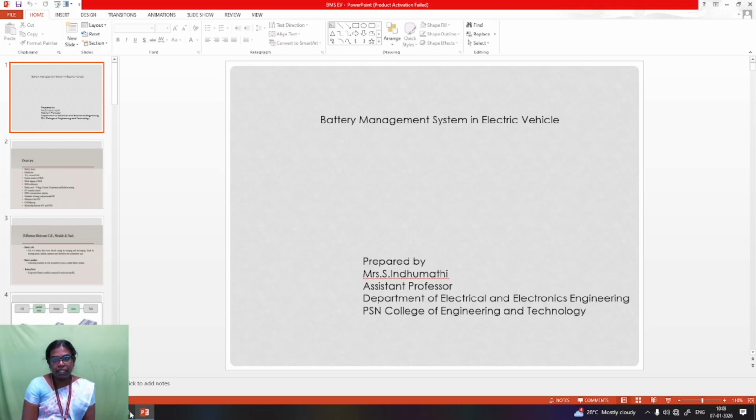So the battery management system, BMS, is very important in an electric vehicle, because the battery is the heart of the electric vehicle. Likewise, in an engine vehicle, the IC engine is the heart of the vehicle. By the same principle, the battery is the heart of an electric vehicle. So the battery management system is very important in an electric vehicle. Let's see about the BMS.